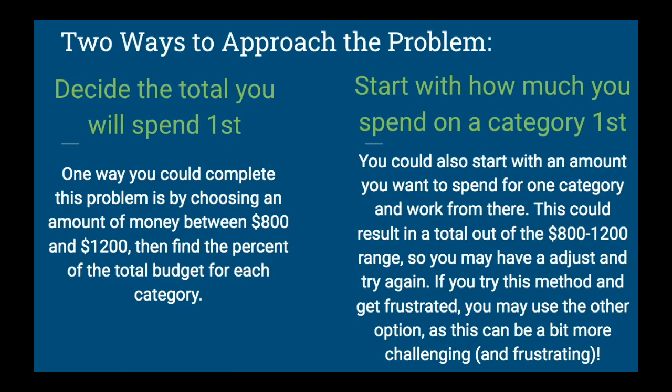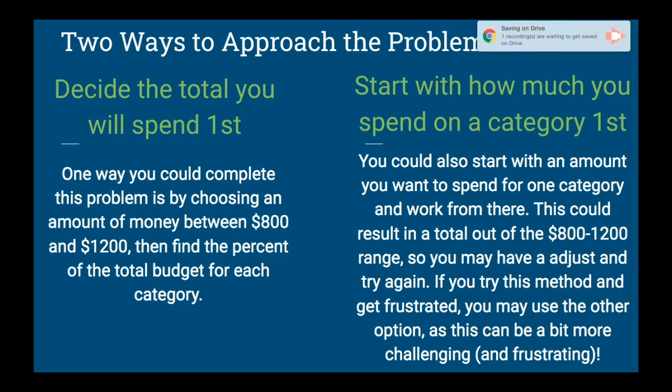I would say there are two main ways that you could approach this problem. The first way, and the way that's a little bit easier, is decide the total that you want to spend. So one way you could complete this problem is by choosing an amount of money between $800 and $1,200, then find the percent of the total budget for each category.